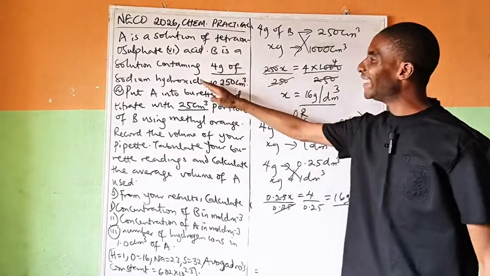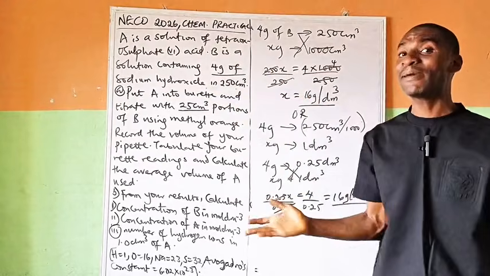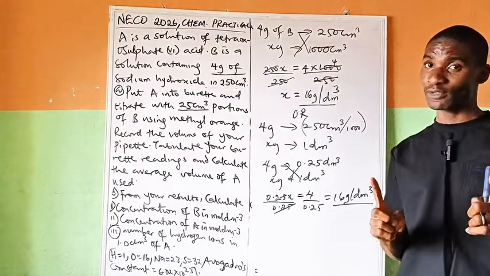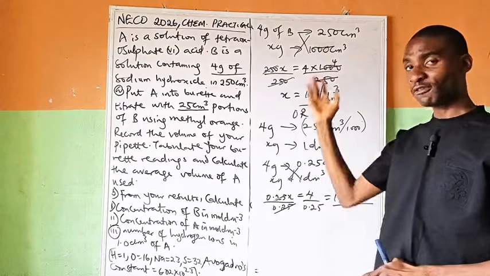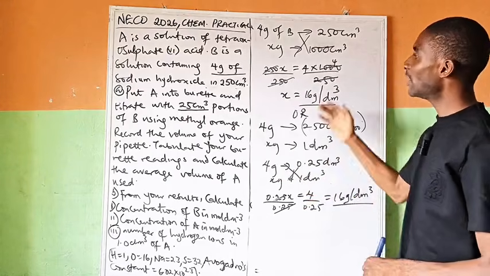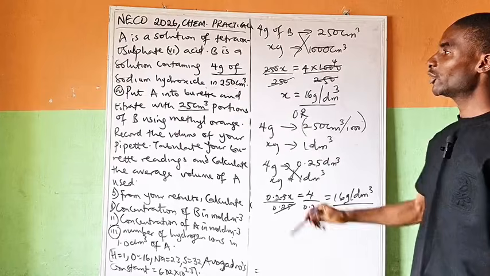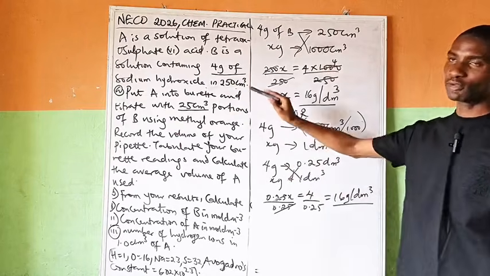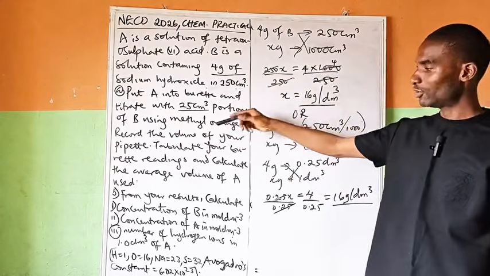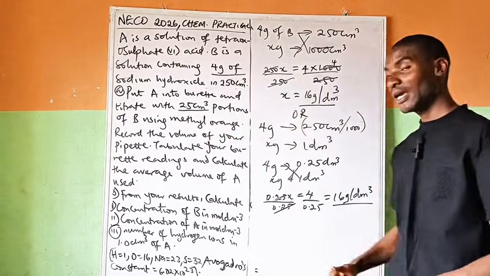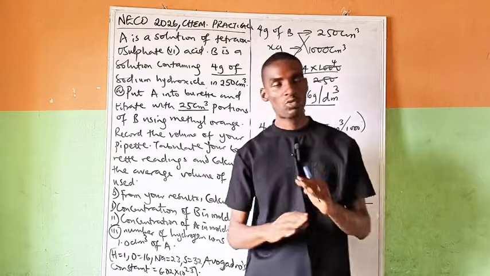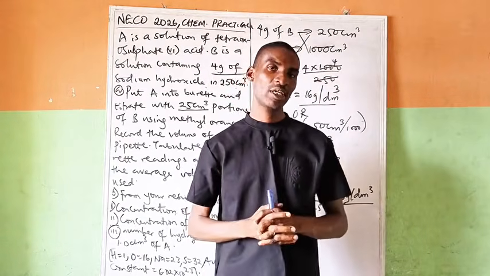Whatever it is you were given here, just interpret it correctly. If they say per dm³, it means in 1 dm³, then you do it the first way I did it. But if they say in 250 cm³, this is exactly how you're going to do it to get the mass concentration of the base, and from there you can now answer the other questions. I hope this video was quite explanatory to everyone.